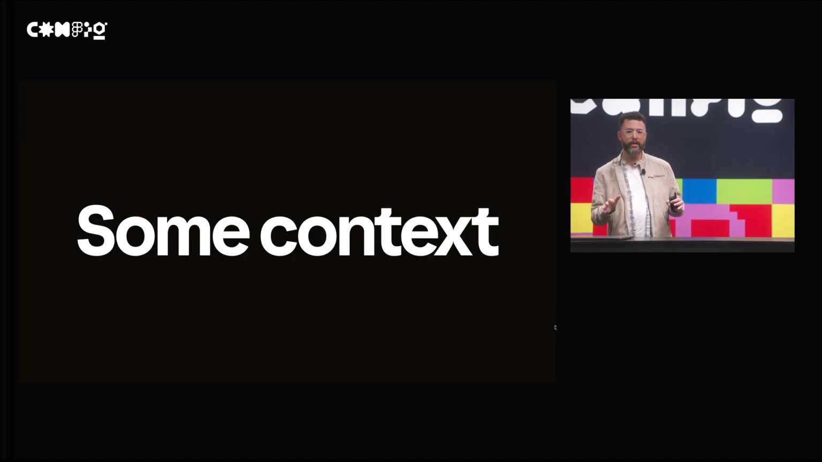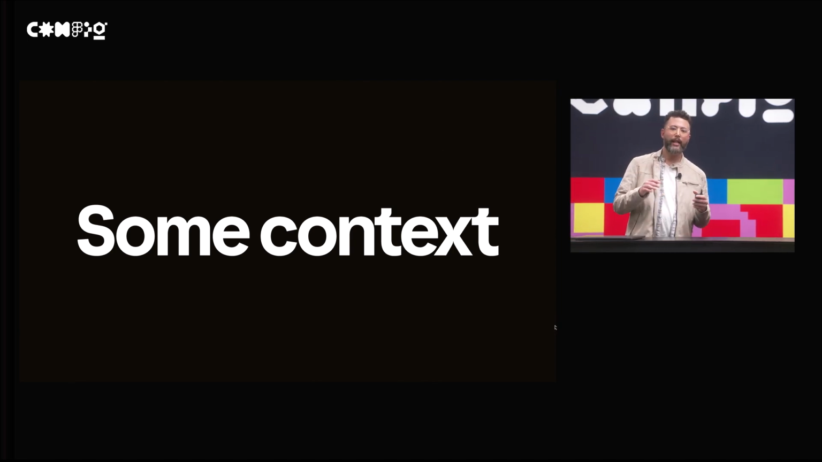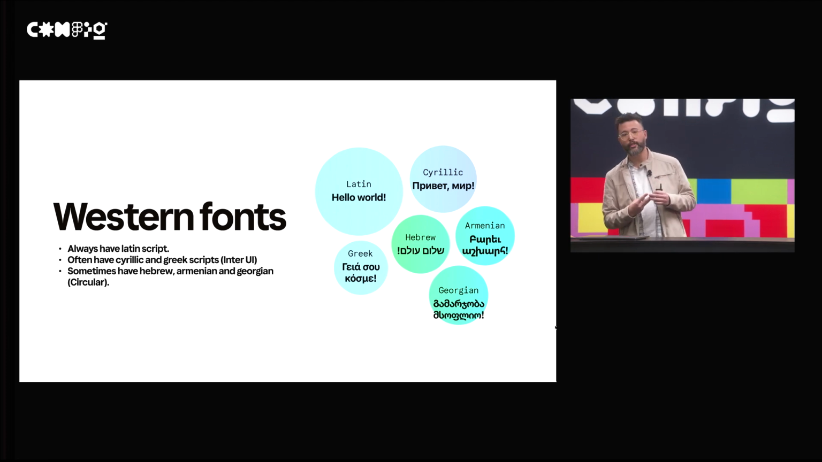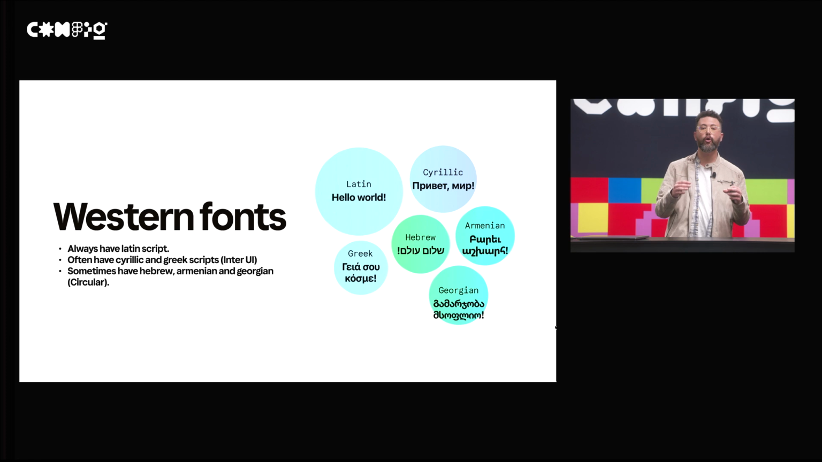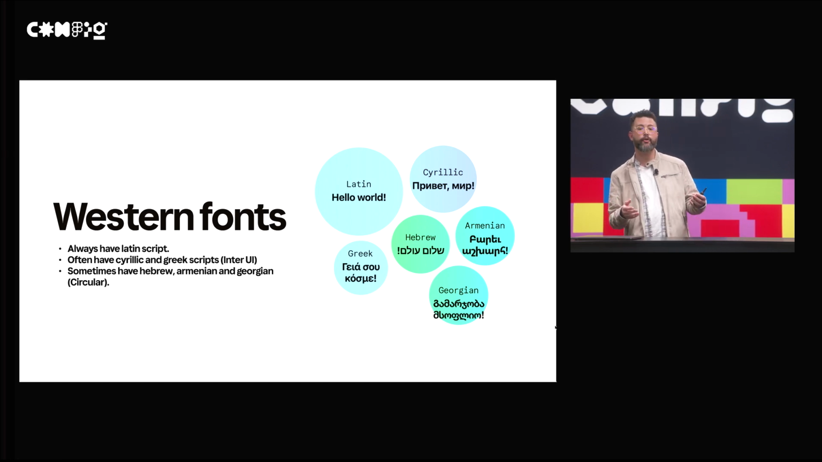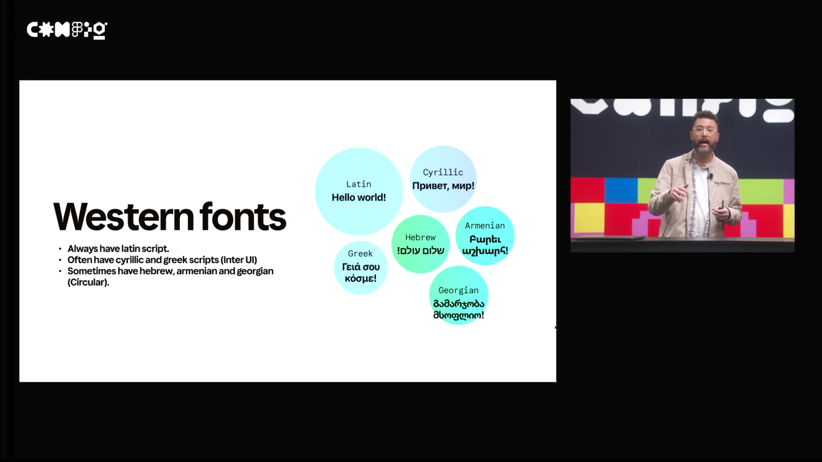But before diving into the actual story, let's have a little bit of context for people that are not typography nerds like you and me. Well, fonts usually are divided in three major areas. There are Western fonts that always include Latin scripts, and very often they include also Cyrillic and Greek letters, like Inter UI from Rasmus. And sometimes they can even have three additional scripts that are Armenian, Hebrew, and Georgian, like Circular from Spotify, which has all of these 6 scripts.